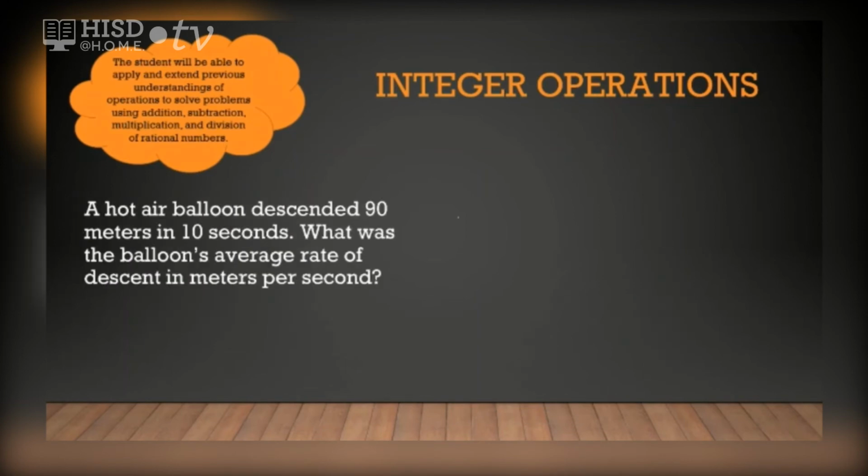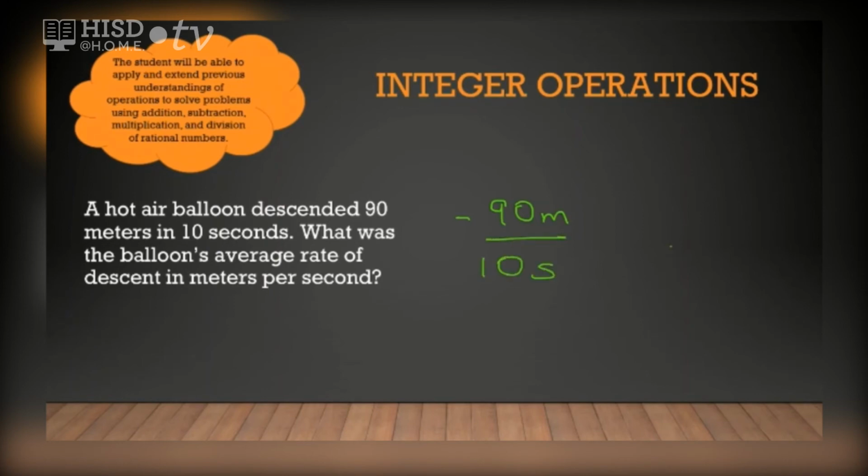Next problem says a hot air balloon descended 90 meters in 10 seconds. What was the balloon's average rate of descent in meters per second? So we have to realize that if we're talking about descent, we are talking about negative numbers. So we have -90 meters, and he descended in 10 seconds. So I'm going to put it right here.